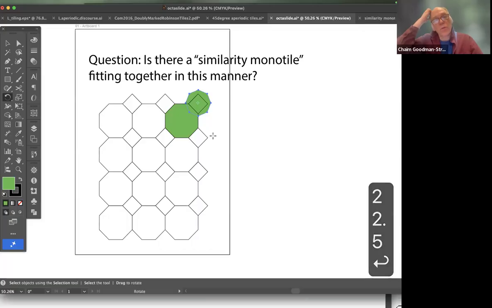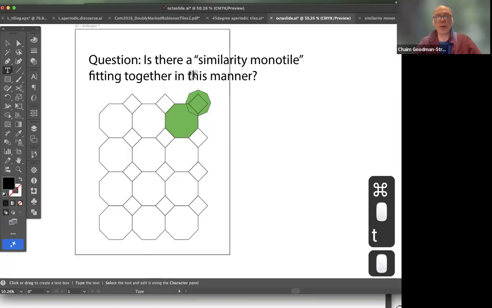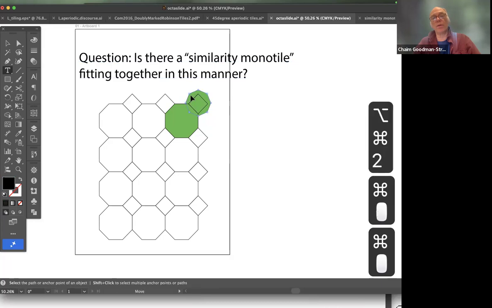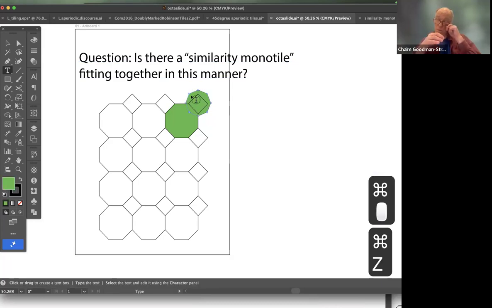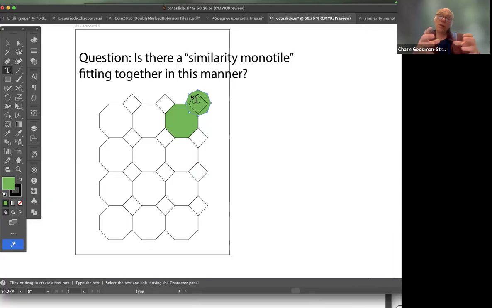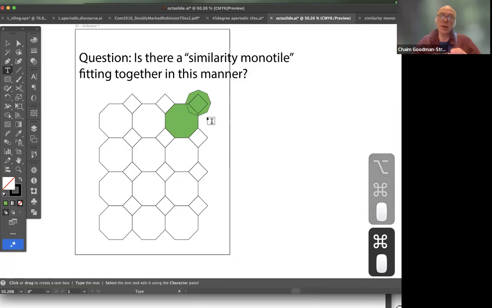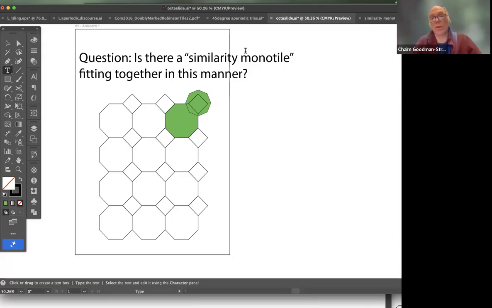And what I'm really asking is, is there an aperiodic similarity monotile? Could one come up with a single tile that has two sizes, the scaled up one and the regular sized one, that together would form an aperiodic tiling of the plane, perhaps on this kind of a grid, but then with the way that these hierarchical tiles are arranged?